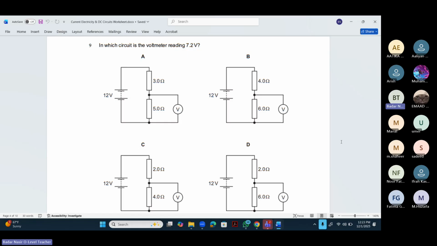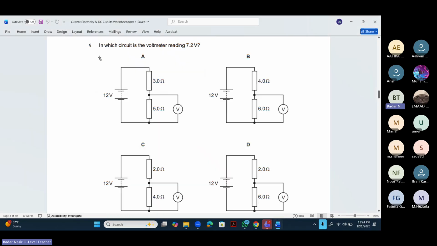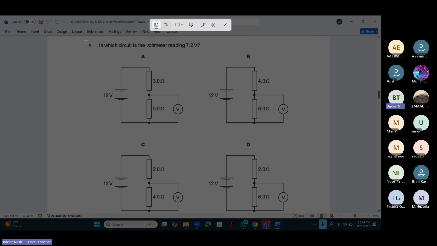Okay. In which circuit is the voltmeter reading 7.2 volts? So in which circuit is the voltmeter reading 7.2 volts? Acha. So beta, you can use the formula because it's a potential divider circuit. So R2 over R1 plus R2 times the total voltage. So you will check for each of these resistors. Let me just tell you how we are supposed to do it.